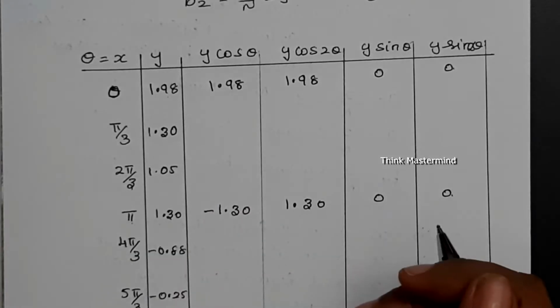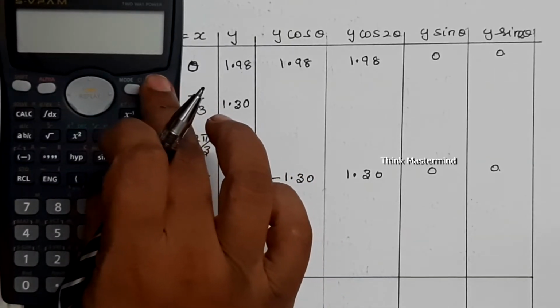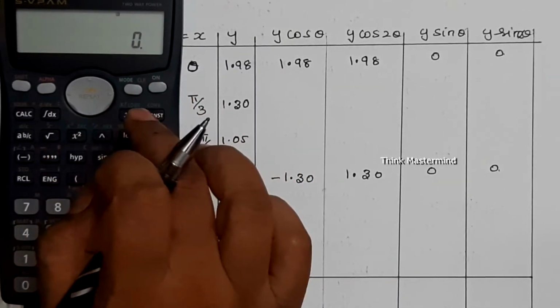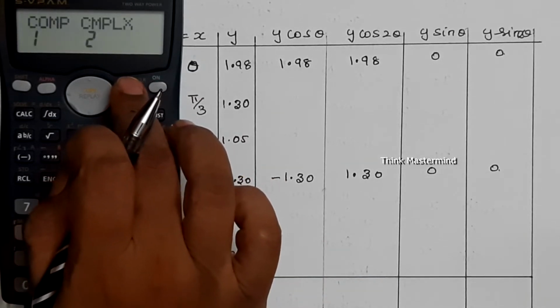Now for the remaining values, I am using the calculator. Switch on your calculator and keep it in radian mode. Suppose it is not in radian mode, you go to the mode button and press like that.